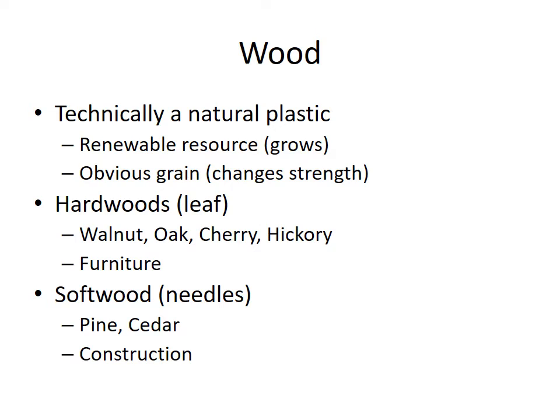You have 2 different types of wood. Hardwoods, which come from trees that have leaves on them, and those are fancy furniture woods like walnut, oak, cherry, hickory. Well, actually, hickory's not so much a furniture wood as that's what you make hammer handles out of. The softwoods are from trees that have needles on them. Those are the pines, firs, cedars, and that's mostly used in construction.